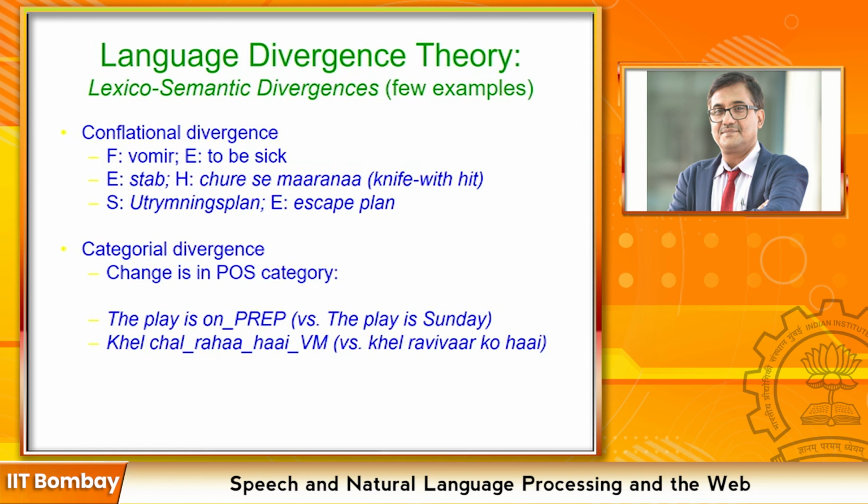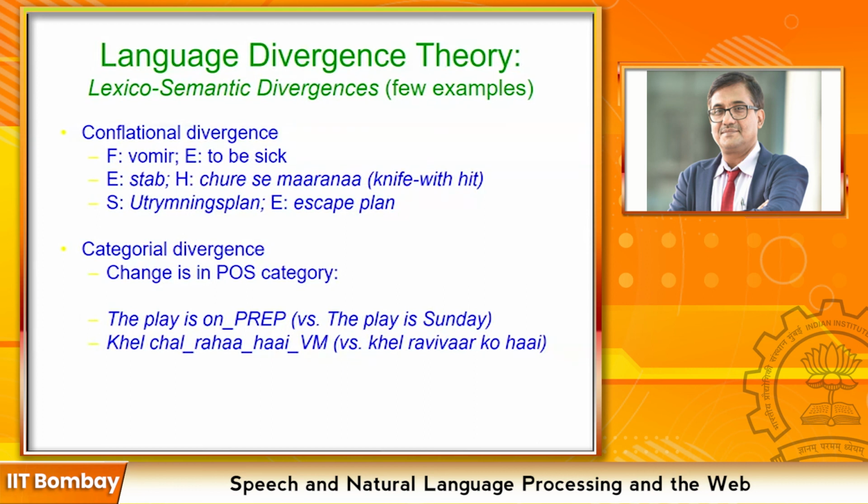This is another Swedish word, utrimningsplan, which means an escape plan. So one string becoming a composition of two strings. This is called conflational divergence, where in the target language the word conflates. You have the opposite also, deflational divergence, where the multiple words become one word in the target language. This phenomenon is also called fertility. Okay, fertility. That means one word becoming multiple words. That is called fertility.